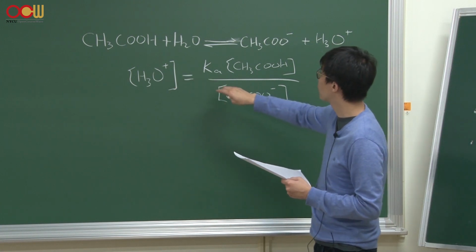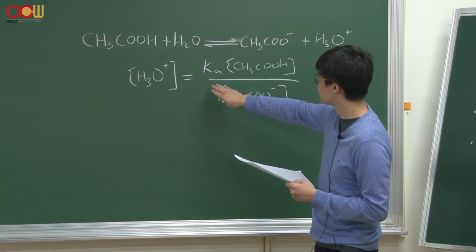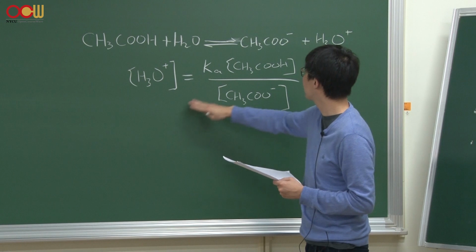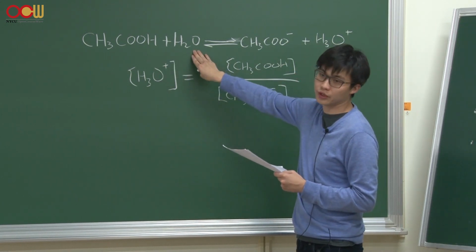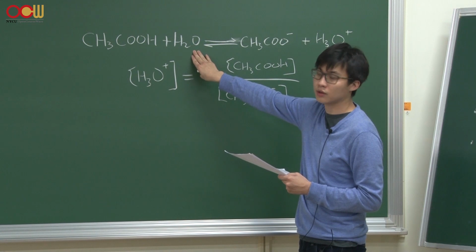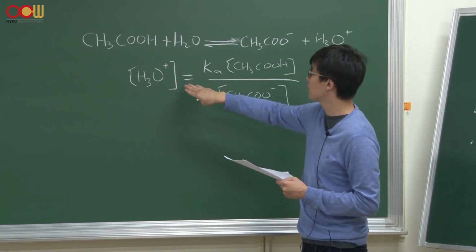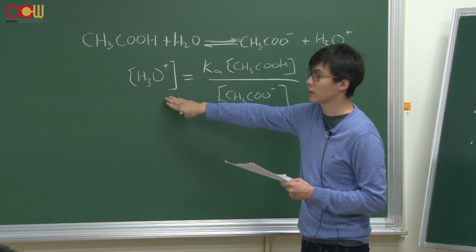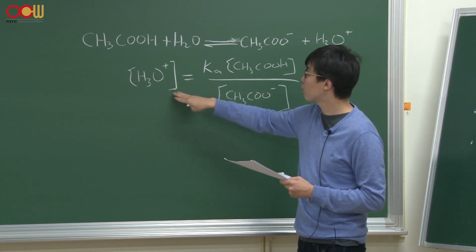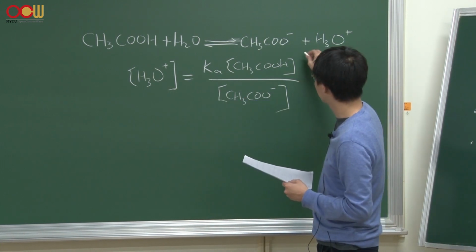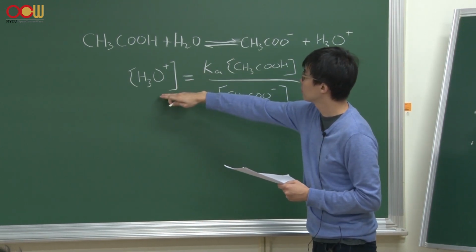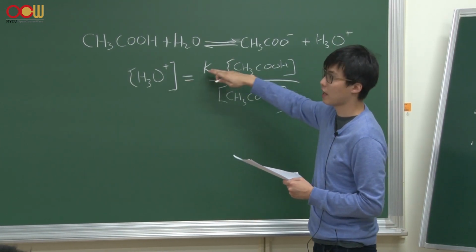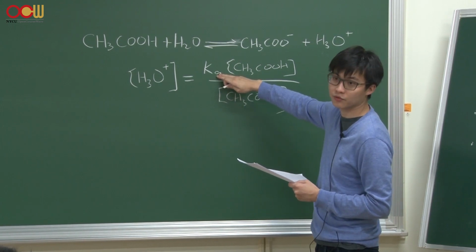Okay, so if we write our equation, your Ka is product over reactant, excluding water since it is a liquid. Then you rearrange the Ka expression and you can get this equation. So the importance of this equation is that it tells you about the relations between the concentration and the equilibrium constant for acid.